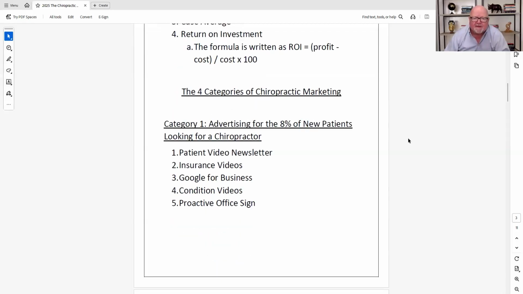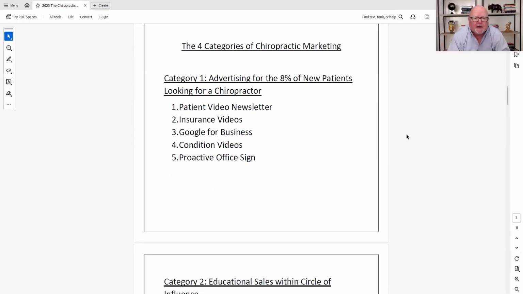Okay, so the categories of chiropractic marketing. If you look at all the potential categories, and this is how you have to do it, you've got to look at all the categories and then make a decision what's going to be on your calendar. So remember the 8%, the people that are looking for chiropractors. They go through a flow chart. The very first thing they do is ask their family member or friend, do you know of a chiropractor? And remember, that's true in every industry. Trust is number one in every industry.